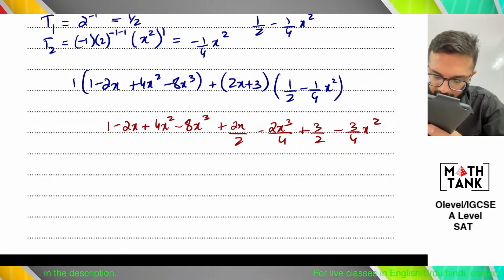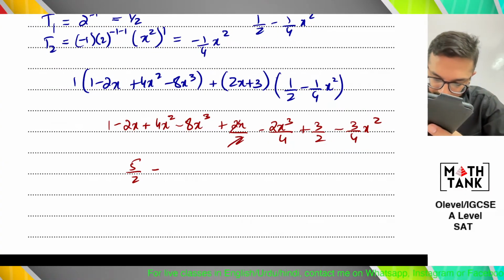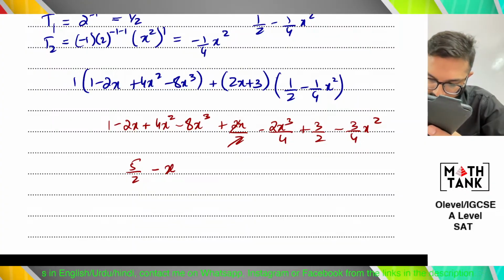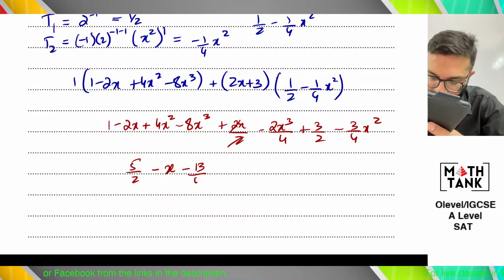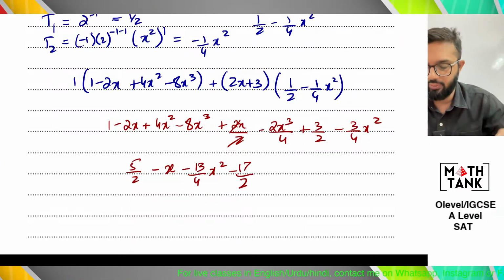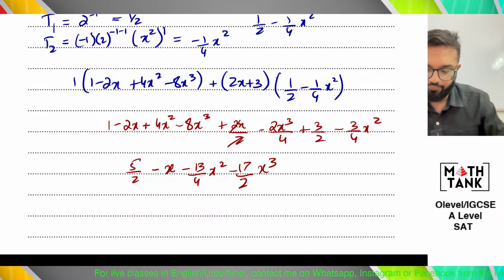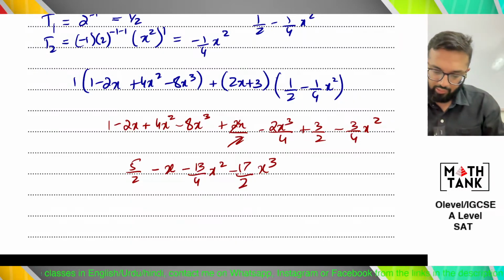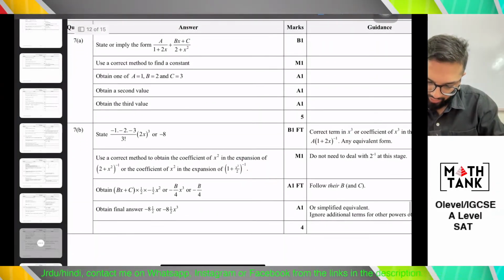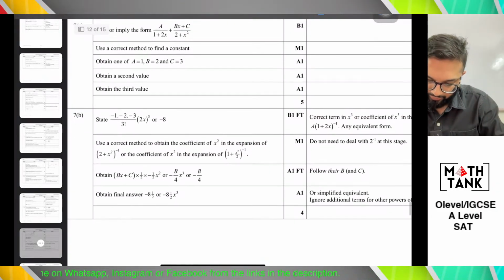Adding the numbers together, 1 plus 3 over 2 gives me 5 over 2. Minus 2x plus x gives me minus x. 4x squared minus 3 over 4x squared, 16 minus 3 is 13. And minus 8 minus half should give me minus 17 over 2x cubed. I hope those numbers are correct. I will have to check. No, those numbers are not correct.